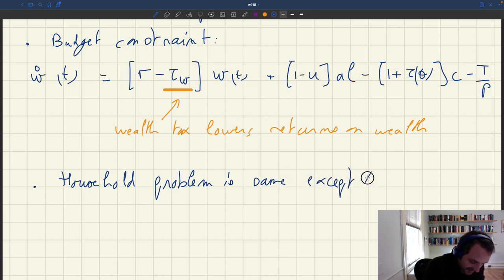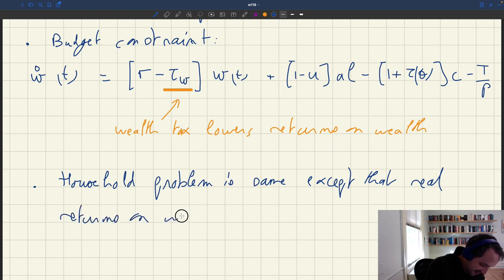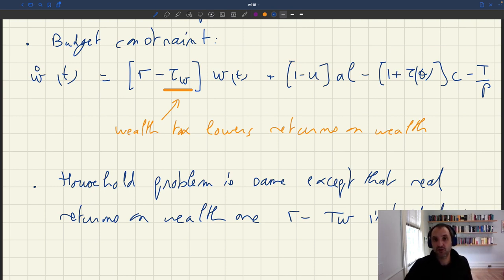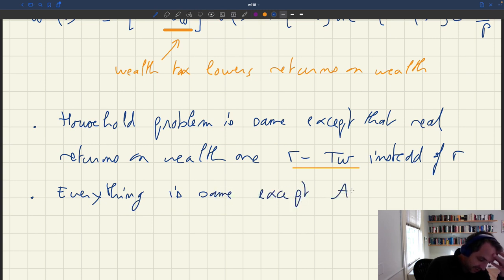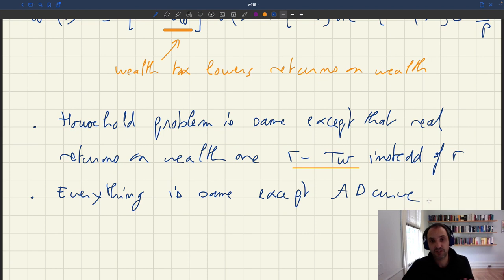Except that the real returns on wealth are R minus tau W instead of R. So before, without wealth tax, your real returns were the real interest rate. With wealth tax, it's the real interest rate minus the wealth tax. And so as a result, what happened in this new model is that everything is the same except the aggregate demand, because nothing on the aggregate supply curve is going to be affected.